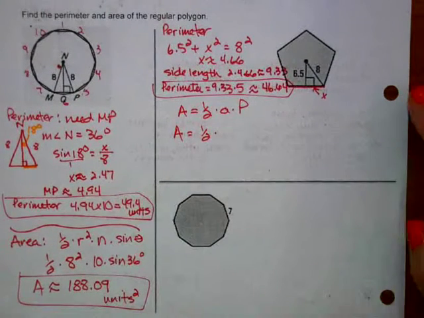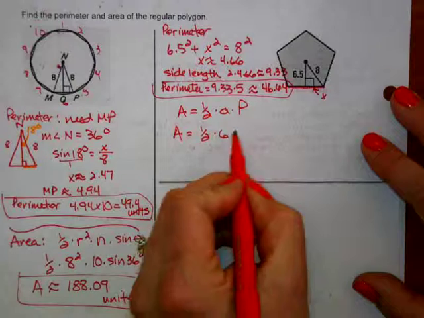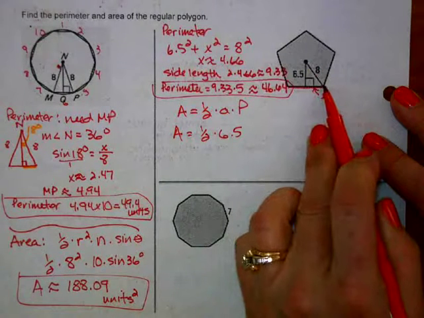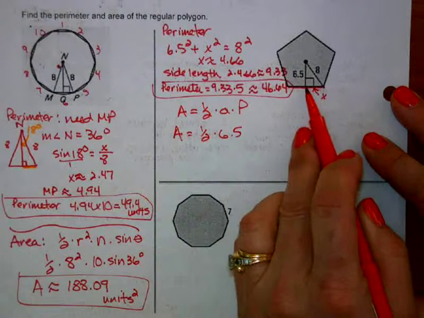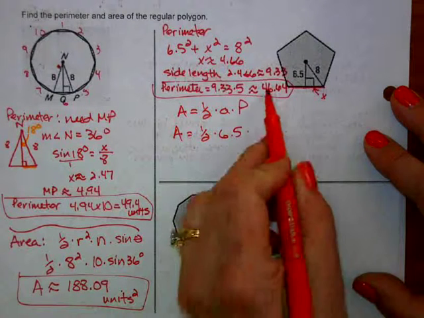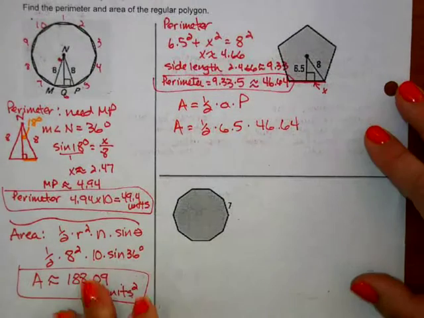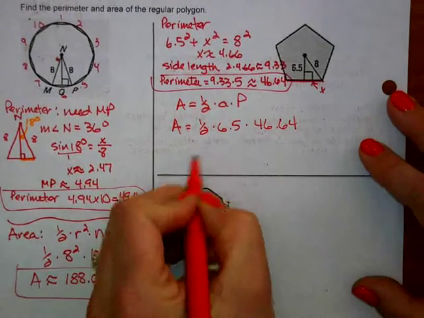It's not 8. It's 6.5. Keep those straight. Remember, the radius goes to the vertex, right? The apothem goes to the side. And then the perimeter we already figured out was 46.64. So we just have to do that math.